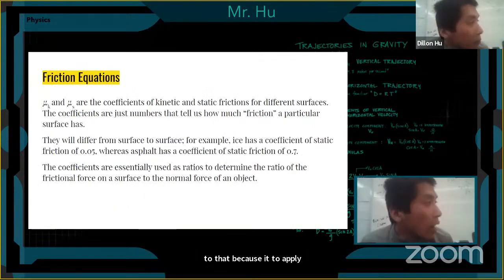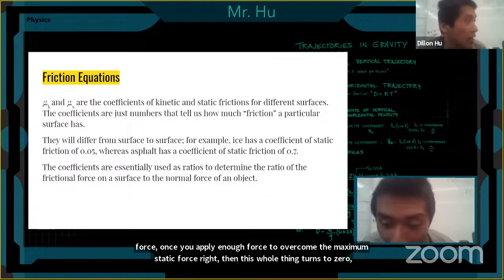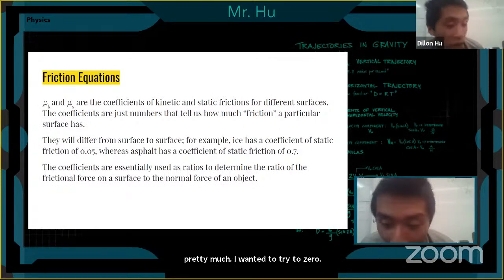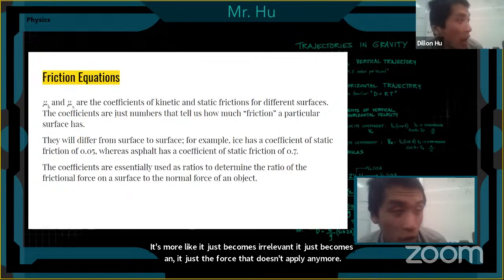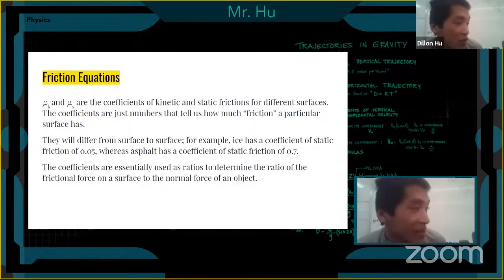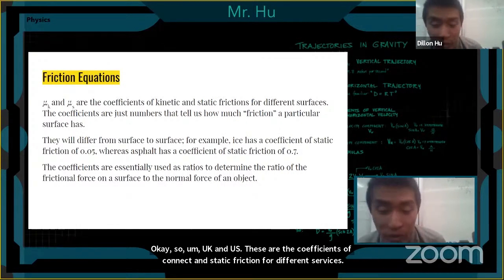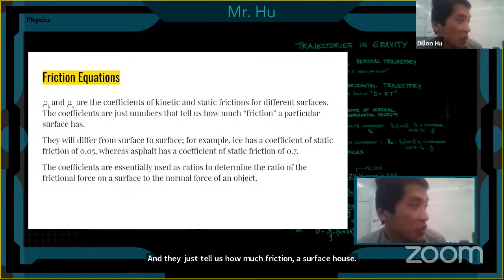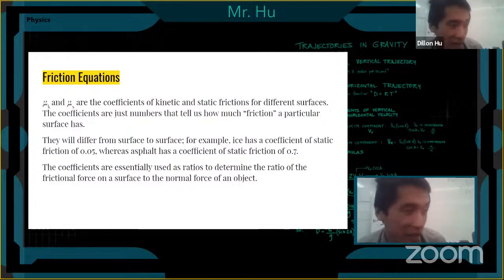Okay, so mu k and mu s are the coefficients of kinetic and static friction for different surfaces. They just tell us how much friction a surface has, and they differ from surface to surface. For example, ice has a coefficient of static friction of 0.05, whereas asphalt has a coefficient of static friction of 0.7. So asphalt has a coefficient of static friction about 14 times bigger than ice, which makes sense, right? It's a lot easier to move an object on ice than on asphalt.